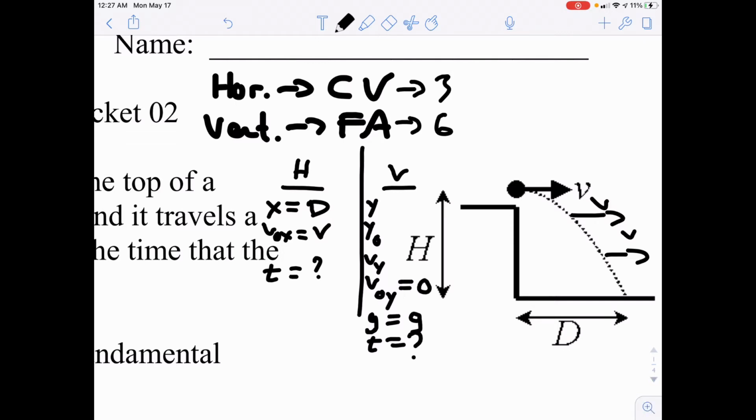V naught y is going to be 0 because, as you can see, you're going horizontally. That means you only have x direction velocity. Vy is unknown to us, and that brings us to y and y naught. Sometimes it's helpful to make y naught the height of the building, where you're starting from, and y at the bottom equaling 0. You could also let y naught equal 0 and y be negative h, the negative height of the building. It just depends on which reference frame, which perspective you wish to operate from.